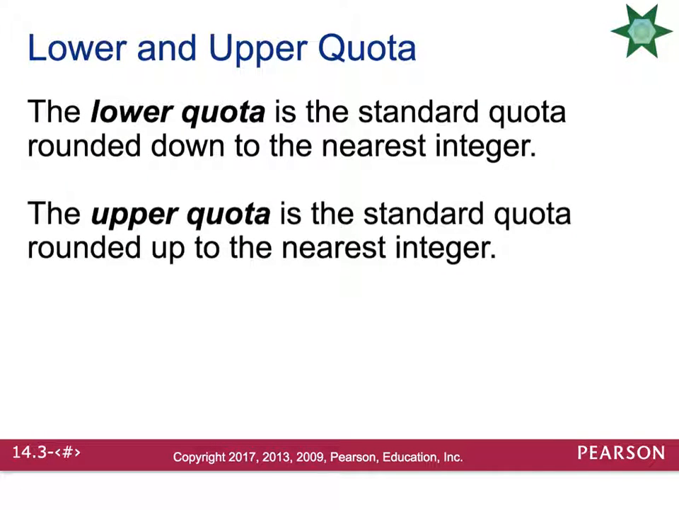So the lower quota is the standard quota rounded down to the nearest integer. The upper quota is the standard quota rounded up to the nearest integer. So say, for example, our standard quota was 13.67. Our lower quota would be 13. Our upper quota would be 14.